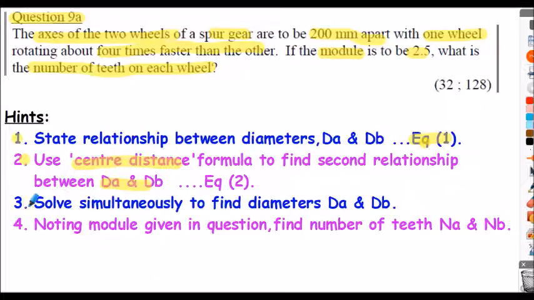Solve simultaneously as we've done. You'll find your diameters, and then noting the module is given in the question, you'll be able to find the number of teeth on gears A and B. So that's a little process through it. Okay, so can I leave question 9A with you?